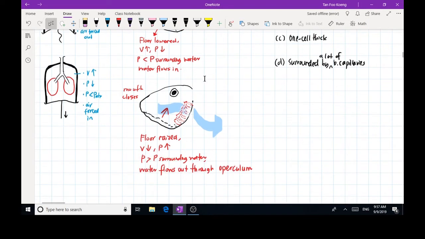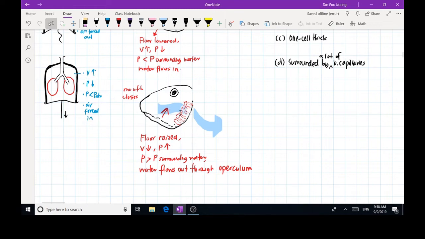Then what about exhalation? It doesn't exhale through the mouth, because it breathes using the gills. We need to allow the water to go over the gills, so that gaseous exchange occurs there. So this time the mouth closes, the floor of the buccal cavity is raised up, pressing on the cavity, reducing the volume of the buccal cavity, increasing the water pressure in the buccal cavity. So the pressure in the buccal cavity is greater than the pressure in the surrounding water. So water will be forced out through the operculum.